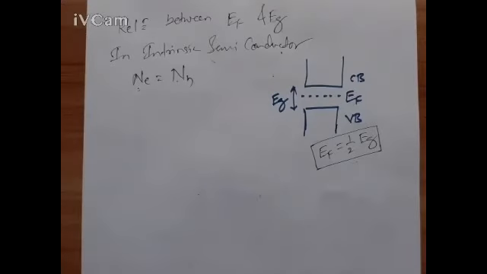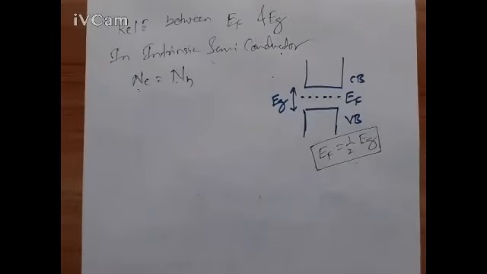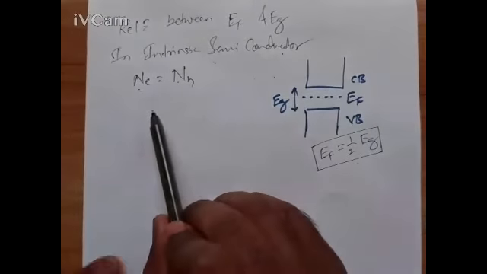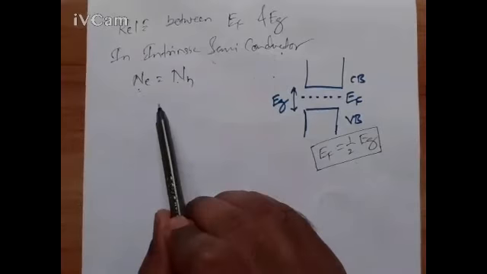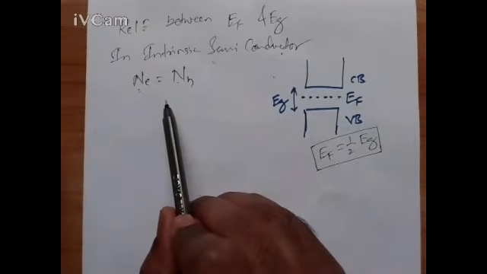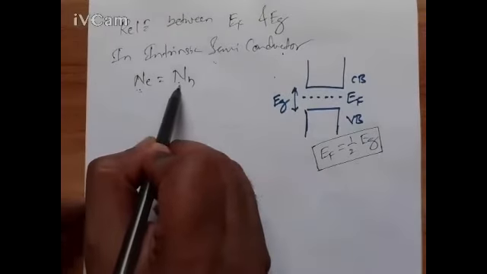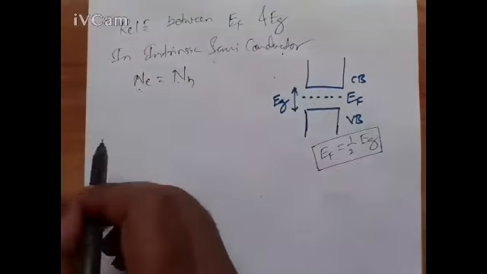But what we are considering here is the intrinsic semiconductor. That means no dopant is added. That is the intrinsic semiconductor, the pure semiconductor. Yesterday, I gave you the equation for Ne and Nh. That equation goes like this.